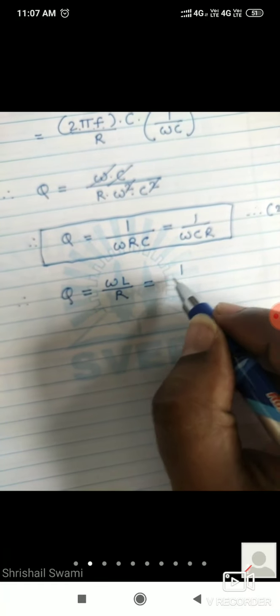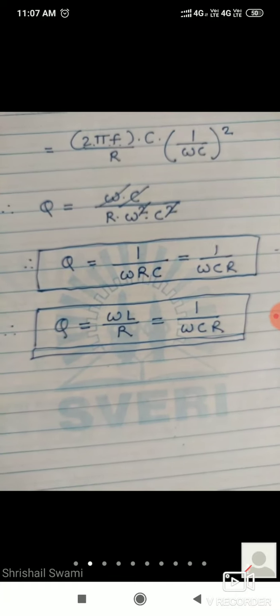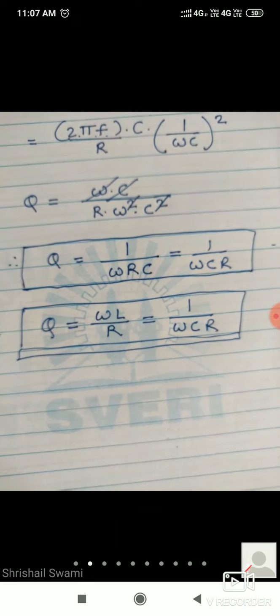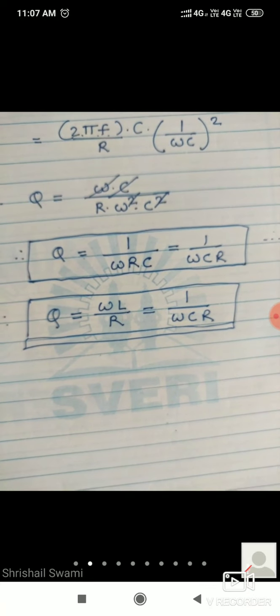Do you understand? So you can consider this as equation number 2. So what is equation number 1? So finally I write quality factor Q is equal to what we got, omega L divided by R, which is equal to 1 upon omega C into R. So this is the expression we are going to use for solving the problems. Do you understand? Any doubt in this? So this is the expression for quality factor in terms of the inductor and in terms of the capacitor.